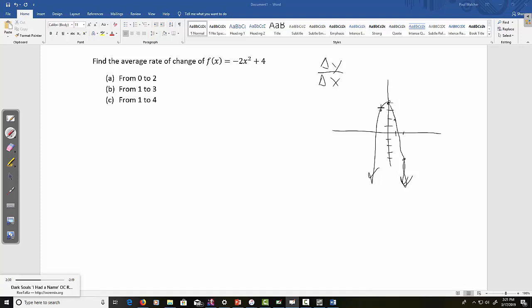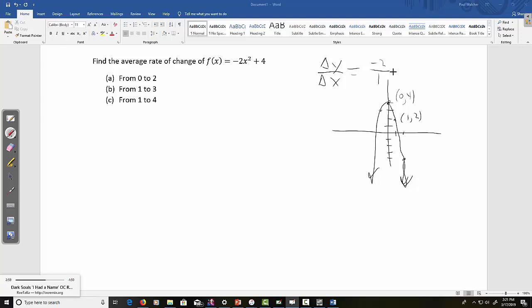Well, we've done this kind of thing before. So if I had, say, the rate of change between these 2 points. So that point is 0, 4. And this point is 1, 2. The change in y would be negative 2. It went down 2. The change in x would be positive 1. So the average rate of change between the 2 points would be negative 2.